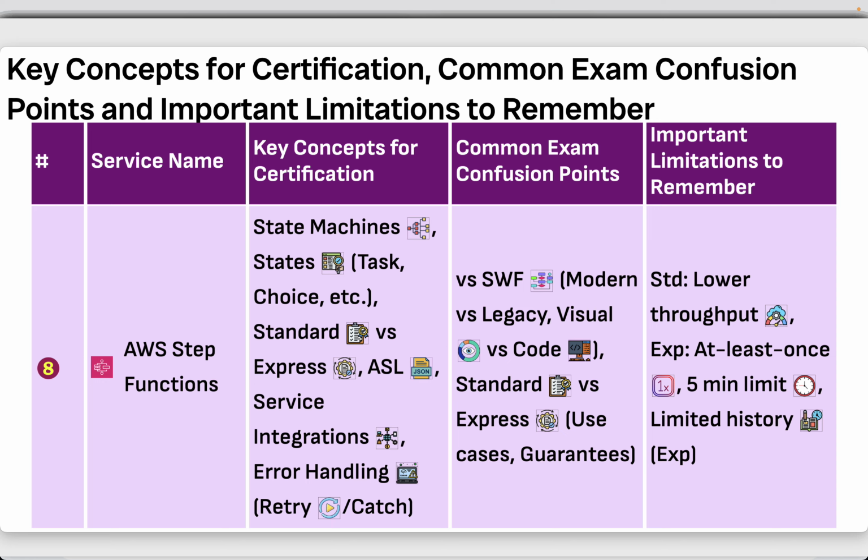So common confusion is versus Simple Workflow Service. This is modern and the most recommended one, versus legacy. This is visual and that is code. Standard versus express differences: use cases, and the guarantees that it offers. So there are some limits and limitations. Standard has lower throughput. Express has a 5-minute limit and limited history.